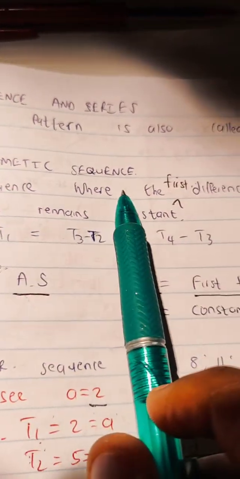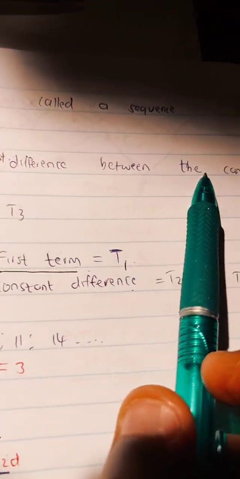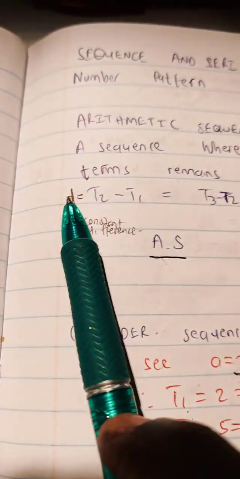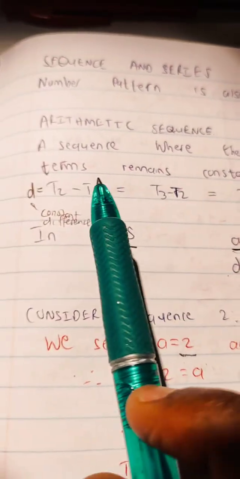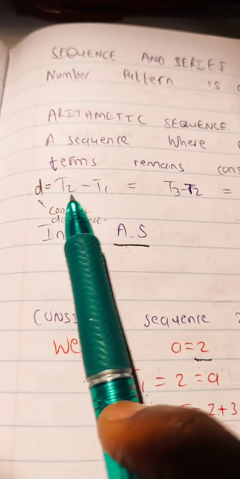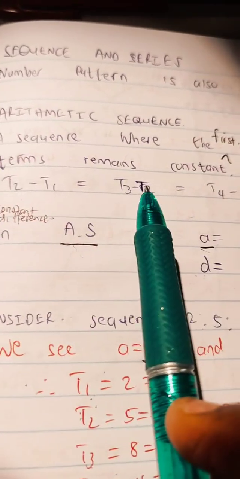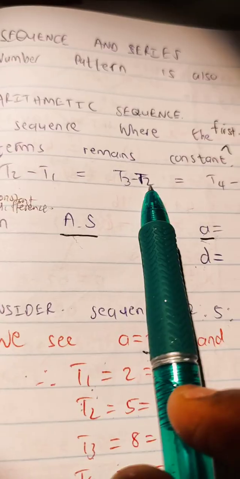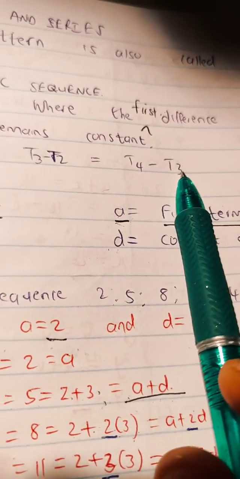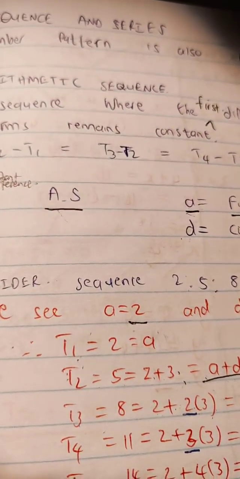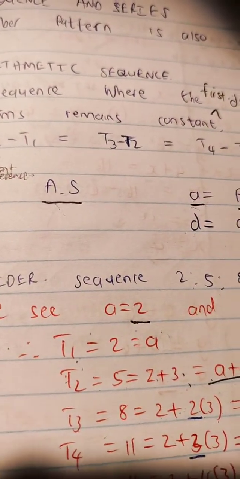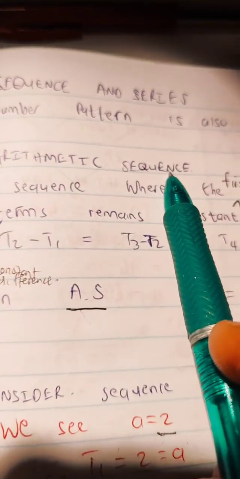An arithmetic sequence is a sequence where the first difference between consecutive terms remains constant. So we'd say T2 minus T1 to get the constant difference, or we could say T3 minus T2, or T4 minus T3. When the difference is constant, we say that type of sequence is arithmetic.